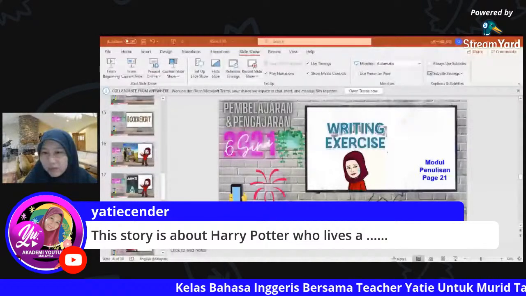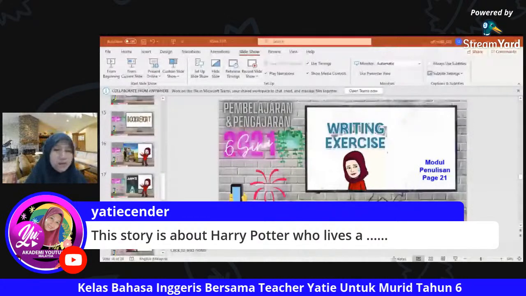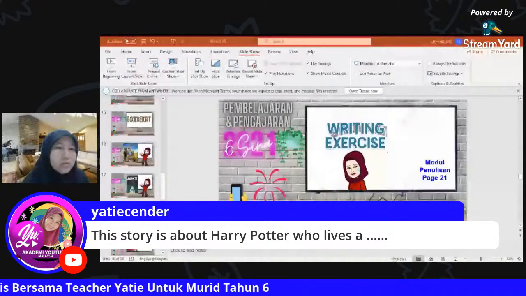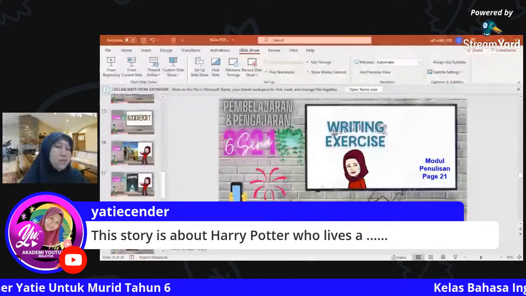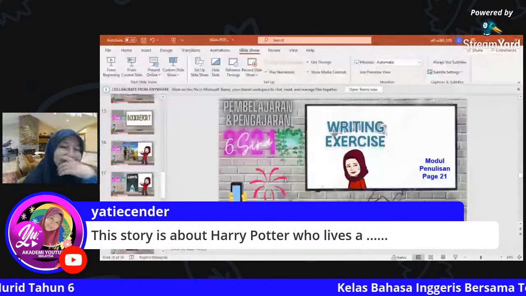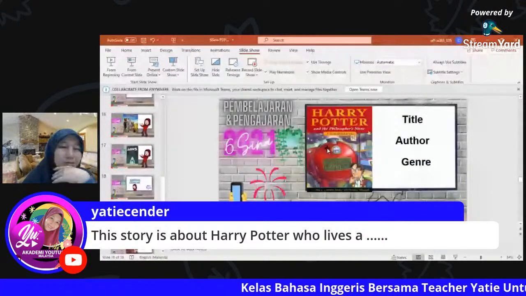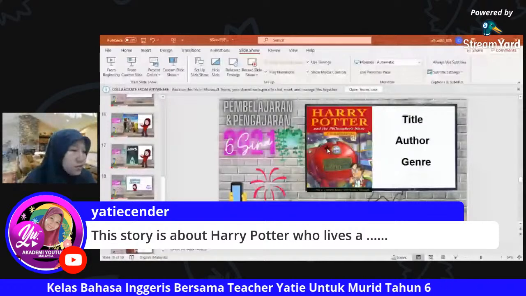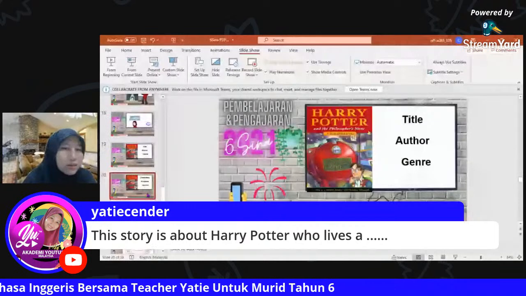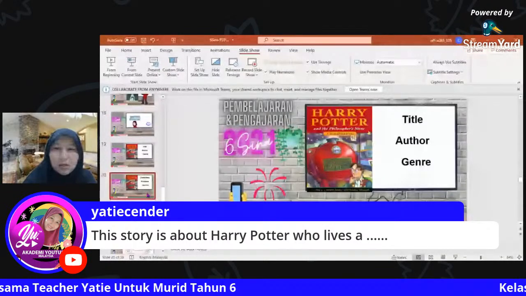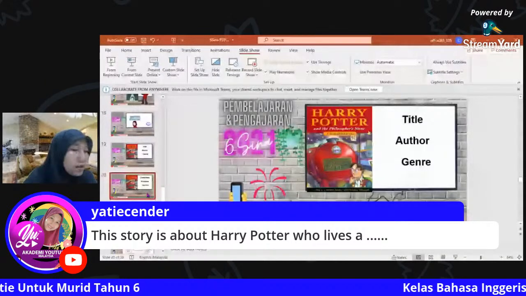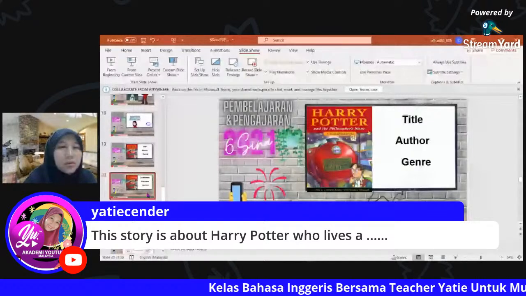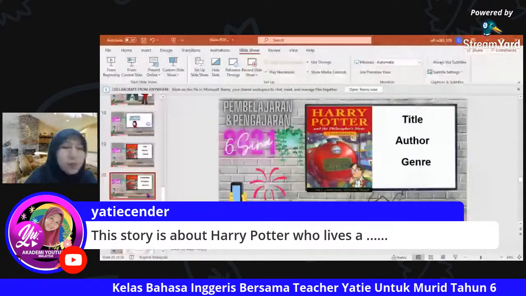Okay, so now opinion about the book. Teacher forgot to show this. Okay, so we have finished doing the title, author, genre, and then the characters. Now we are doing the synopsis, and now the opinion about the book. So what is your opinion about Harry Potter?